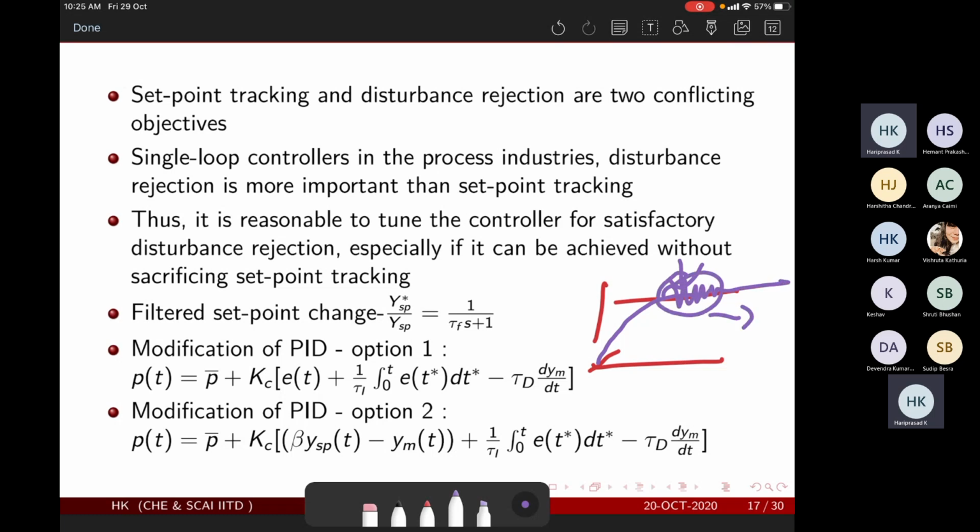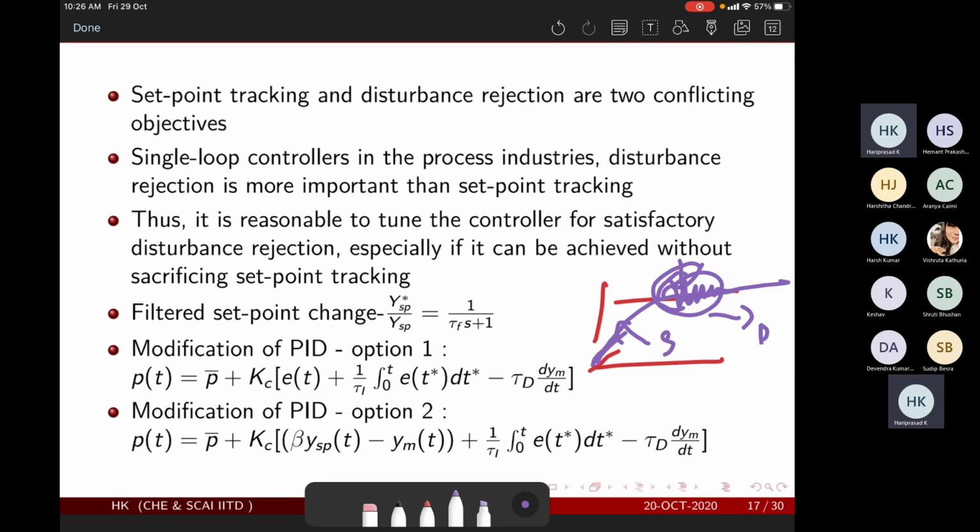So this is the disturbance rejection problem, and this is the servo problem, which is the S. So what people tend to do is, if you want to make both ends meet, you need to make the error reduced, and also you need to make the disturbance reduced. People tend to use what is known as filtered set point changes. I'll tell why this is needed.